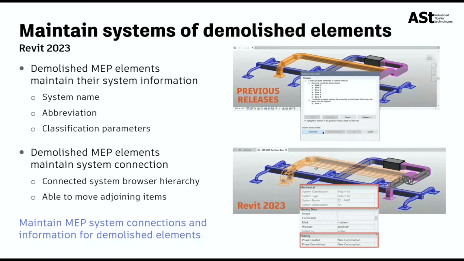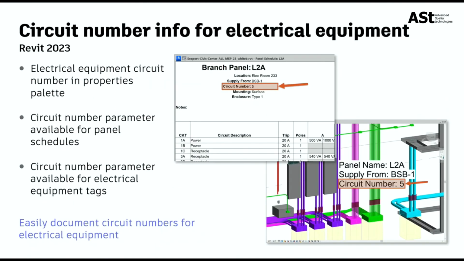2023 also handles the demolished MEP elements in their systems. Elements now maintain their system connection and information in the demolished phase. In 2023, electrical equipment circuit numbers show in the properties palette. So the circuit number parameter is available for panel schedules and for the electrical equipment tags.